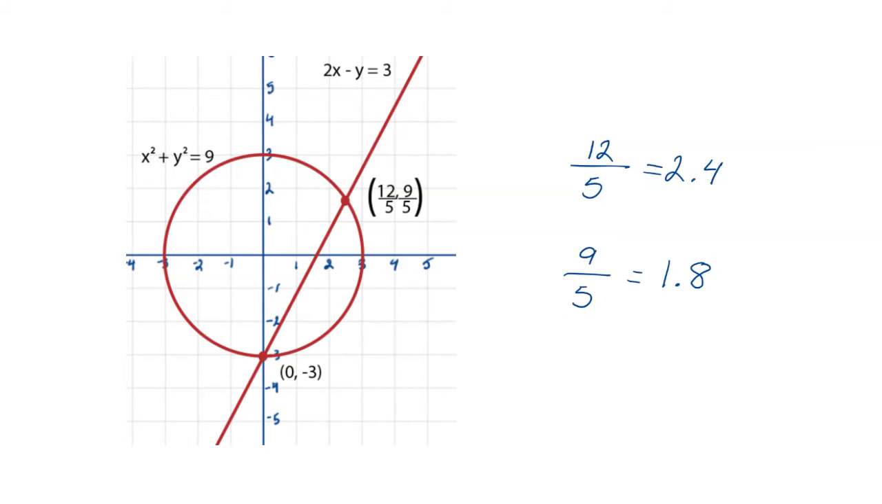I just wanted to make a note with 12 over 5 and 9 over 5 as our two xy coordinates for one of the points. Sometimes it's easier to see that on the graph if you go ahead and divide and get the decimal value.